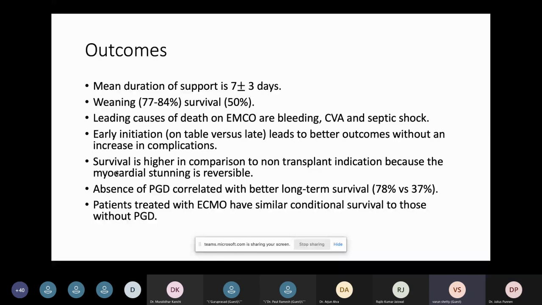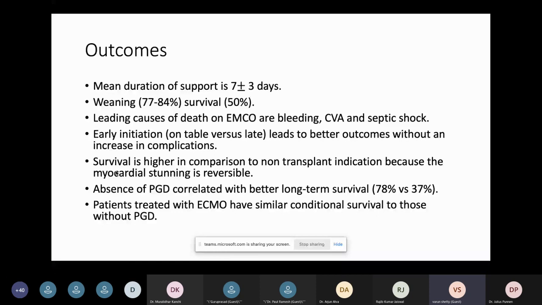Survival is higher in patients, if you compare post-cardiotomy ECMO versus transplant ECMO, because in transplant, the myocardial stunning is often reversible, provided you are using an acceptable donor. Absence of PGD correlates with better long-term survival.